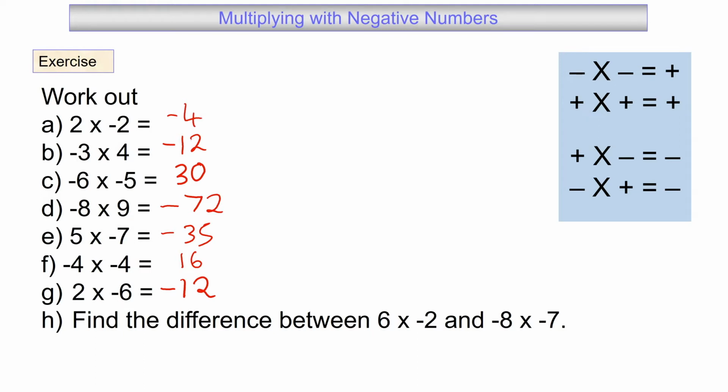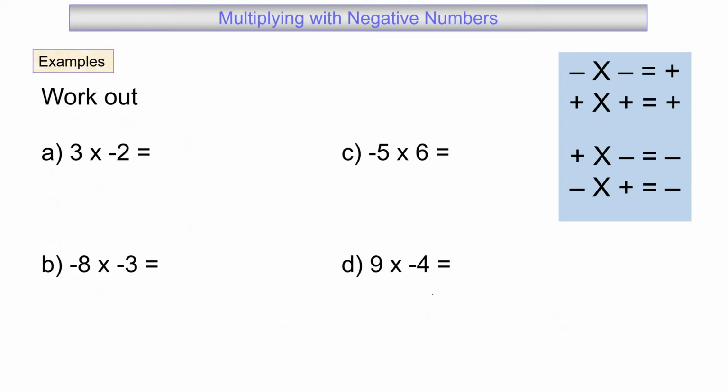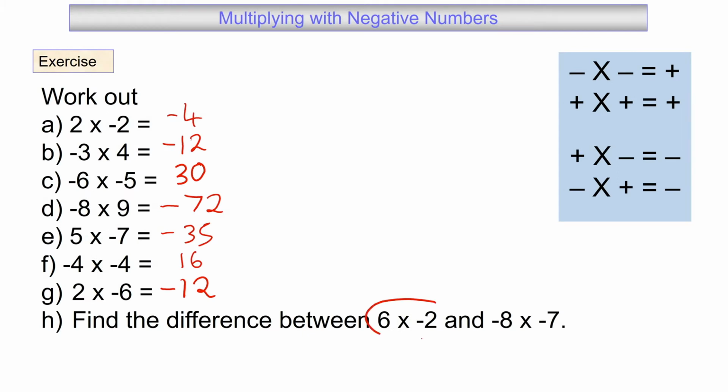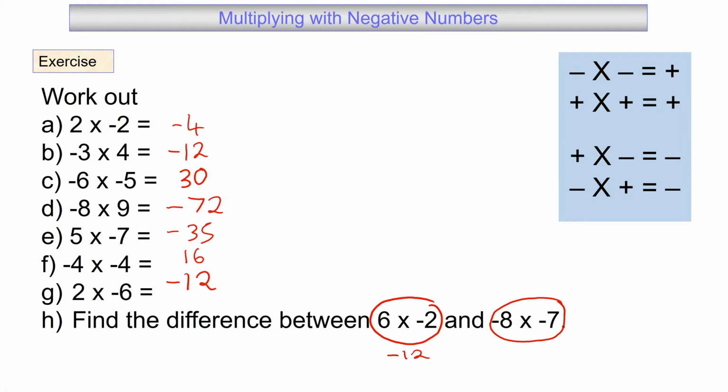Find the difference between 6 times minus 2 and minus 8 times minus 7. So let's work these out first. 6 times minus 2. Let's look at these. 6 times 2 is 12. Looking at the signs, a positive times a negative is a negative. Then let's work out minus 8 times minus 7. Looking at the numbers, 8 times 7 is 56. And then looking at the signs, a negative multiplied by a negative, those signs are the same, so my answer is going to be a positive.